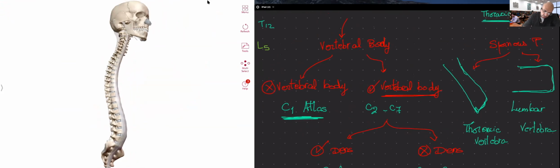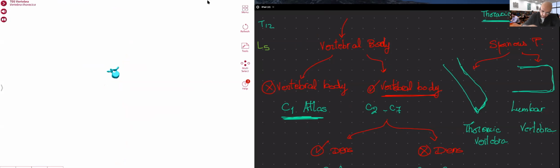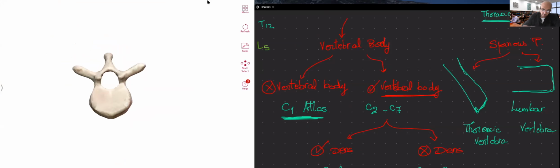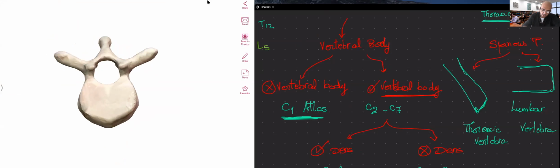So looking at this one on here, what should I be looking at first? Whether or not I have a transverse foramen. Do I have a hole in the transverse process? Do you see any holes in the transverse process of this bone? Do I have a hole in the transverse process? No. You see, it's solid. It has no holes in it.